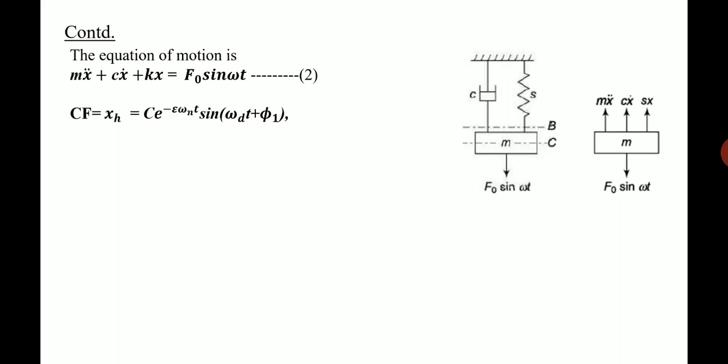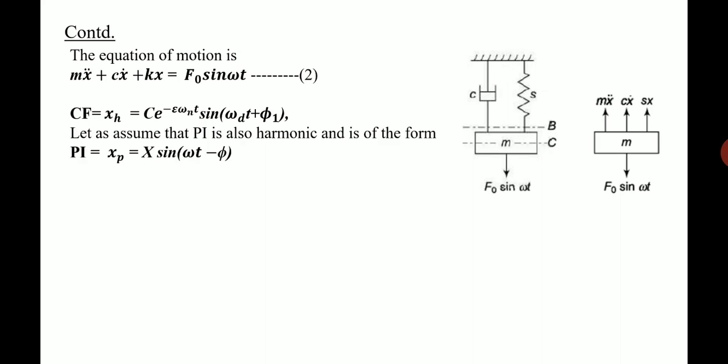So in case of an underdamped system, this is the solution that we have already seen in the previous session. xh is equal to C e raised to minus epsilon omega n t sin of omega d t plus phi 1. We have already derived this equation in the previous session. That is the complementary function. Please note that this complementary function represents the solution of the part where m x double dot plus c x dot plus k x is equal to 0. This is the part which actually dies out during the course of time.